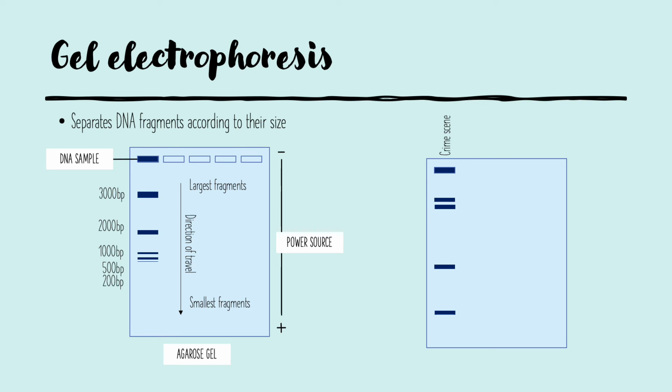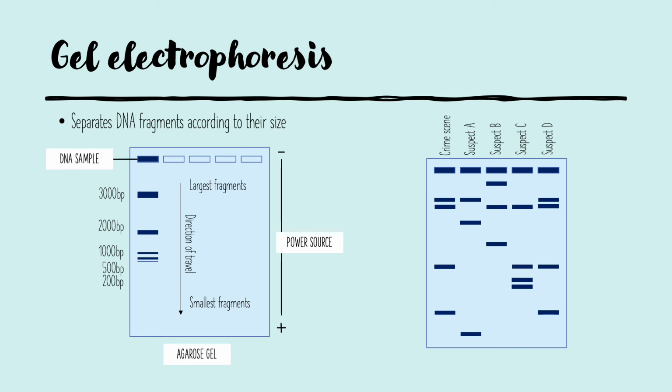Here we have the barcode, or genetic profile, for a DNA sample found at a crime scene. The police have identified 4 suspects and taken DNA samples from each of them. When we run this gel, we'll be able to compare the genetic profile of the suspects to the crime scene to find out who is guilty. Can you work out which suspect is the criminal? Take a minute to have a look. I'll give you a clue. Their barcode should match that found at the crime scene. Did you guess correctly? The correct answer is suspect D.